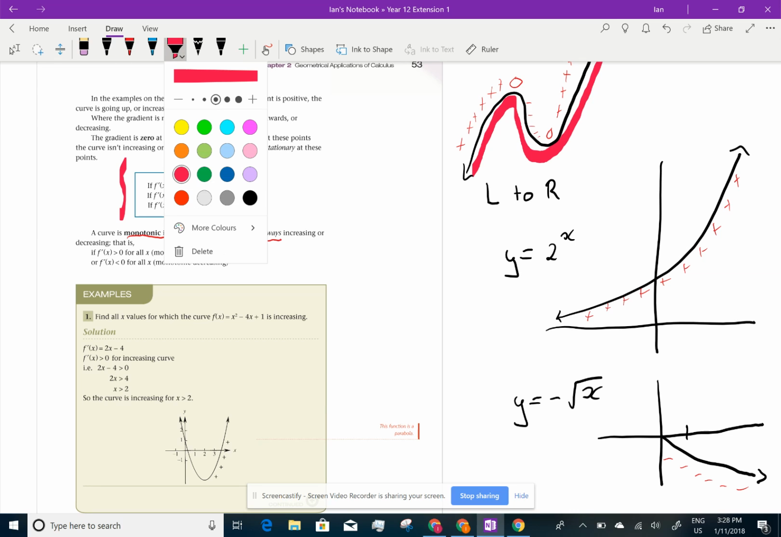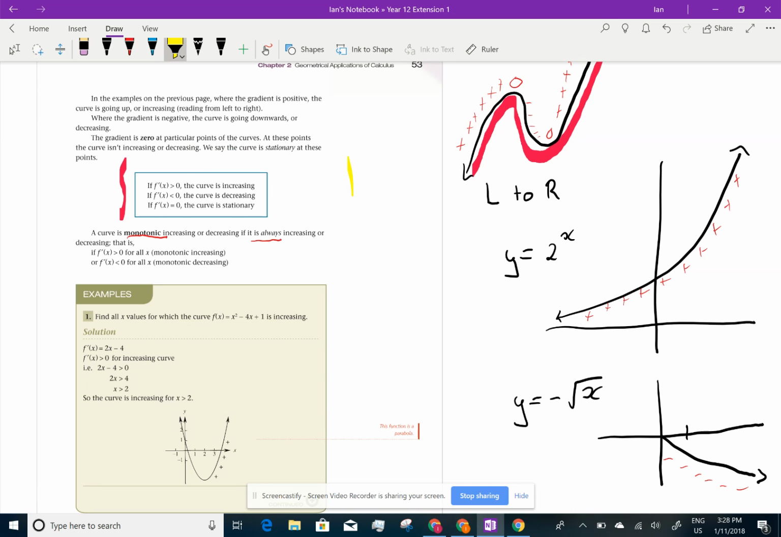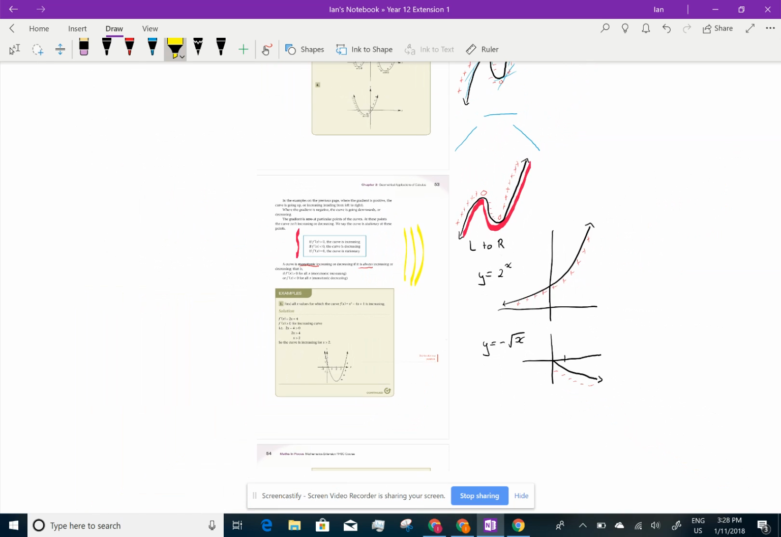So now we know our notes, and you need to make sure you've got some sort of notes there. Write that in your notes, that bit. Make sure you know what monotonic increasing and monotonic decreasing are. Let's now have a look at some of the questions.